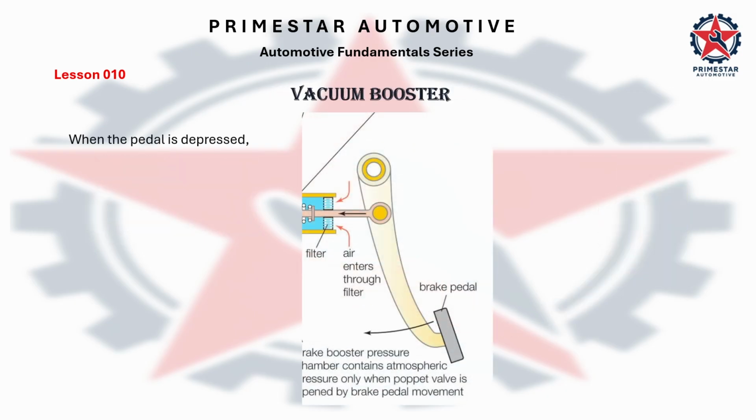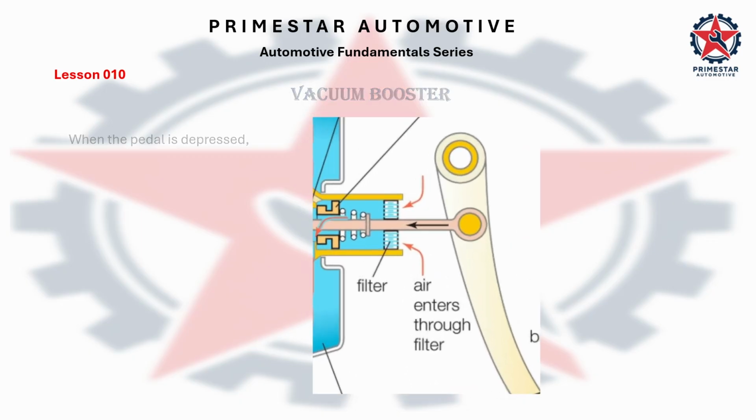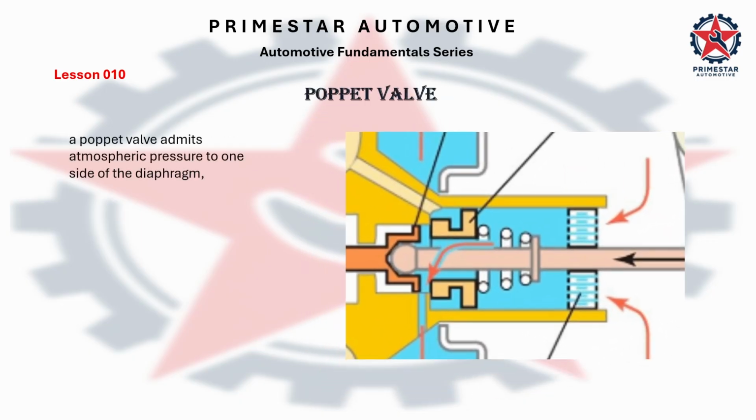When the pedal is depressed, a poppet valve admits atmospheric pressure to one side of the diaphragm, creating a pressure differential that pushes the master cylinder pushrod with forces exceeding 1,000 Newton.